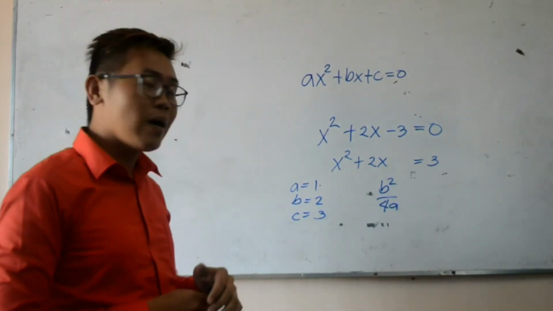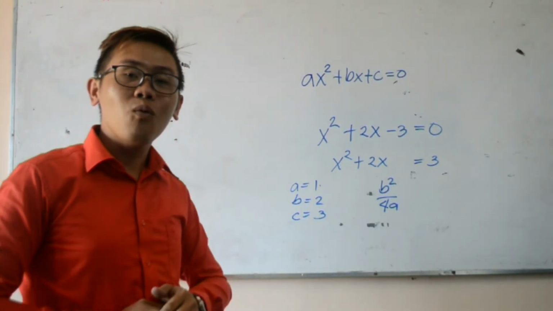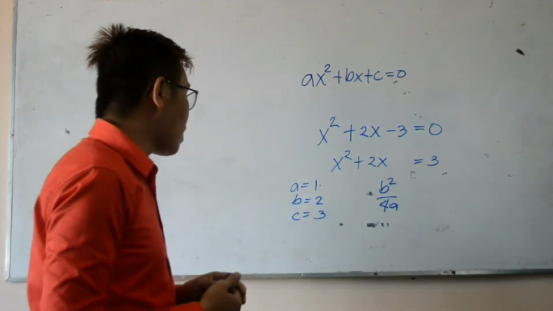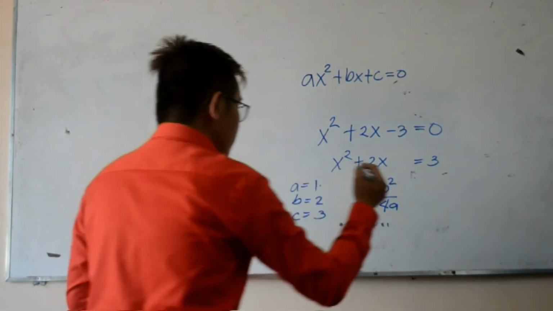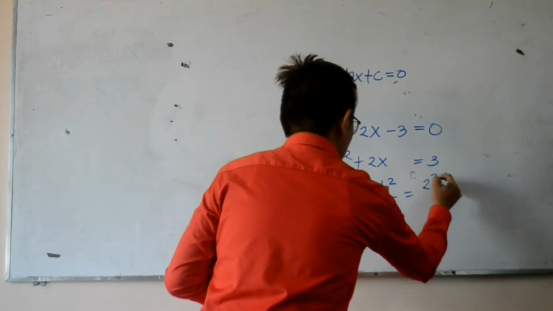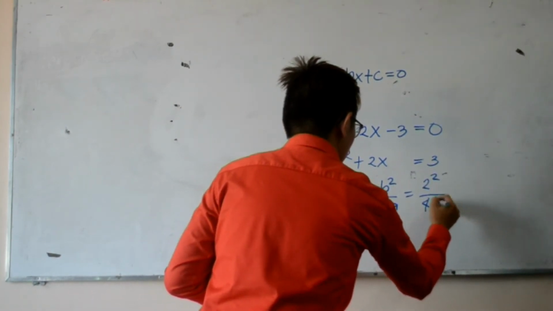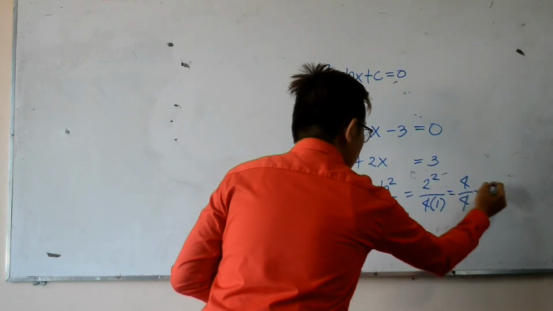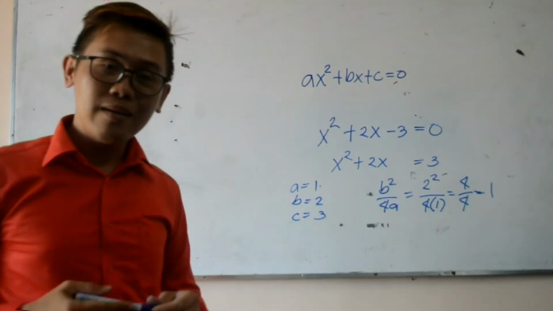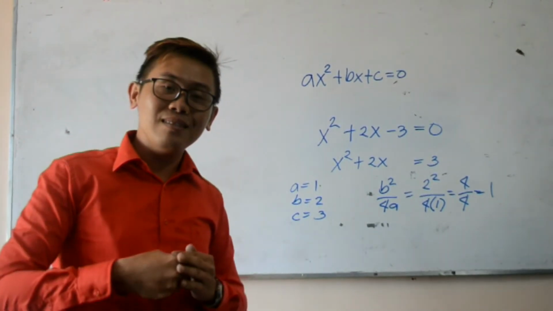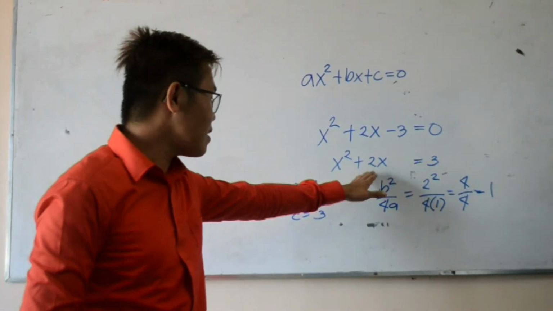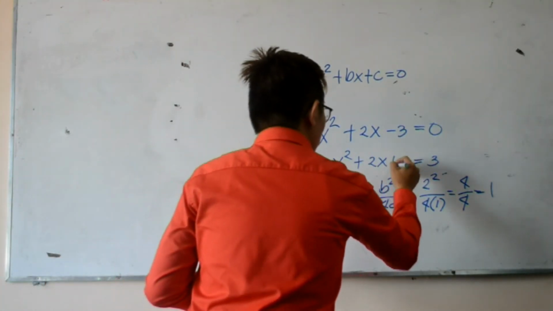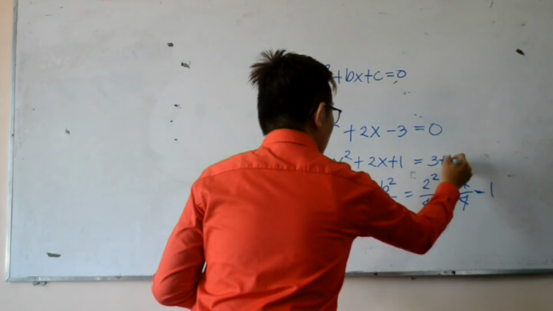Now, what's the value of our b? 2. How about our a? It's 1. What we are going to do is simply substitute the values of a and b. So we have 2 squared divided by 4 times 1. So we have 4 over 4, simplified as 1. So we need to add 1 on this side and on the other side of the equation. So we will have plus 1, plus 1.